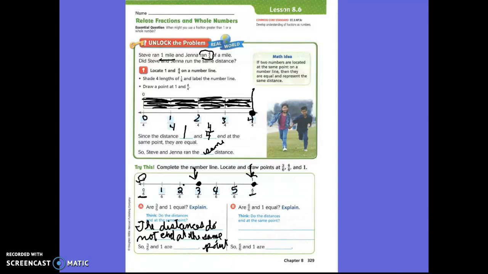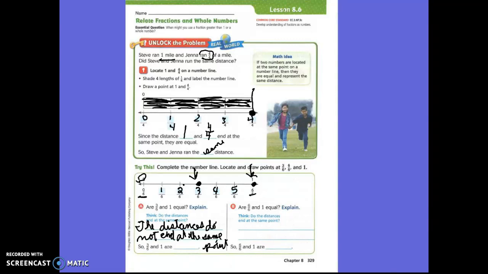The distances end at the same point. Or the distances do not end at the same point. Sorry. Distances do not end at the same point for 3/6 and 1, so they are not equal. Now, are 6/6 and 1 equal?